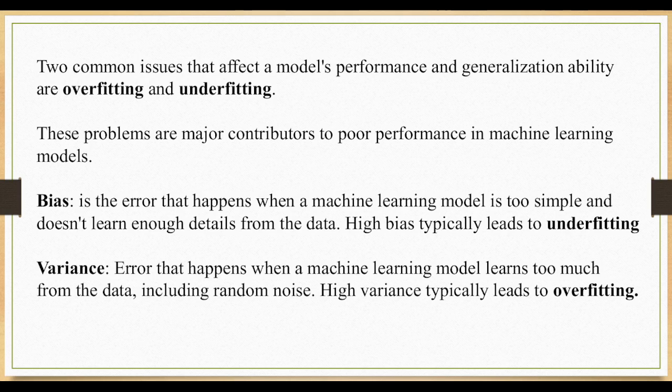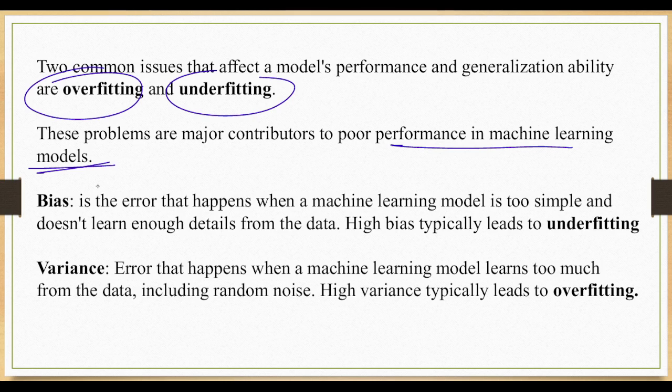Now let us see the next case, overfitting and underfitting. These are the two common issues we observe in model performance: one is overfitting and the second is underfitting. These problems are major contributors to poor performance in machine learning models.